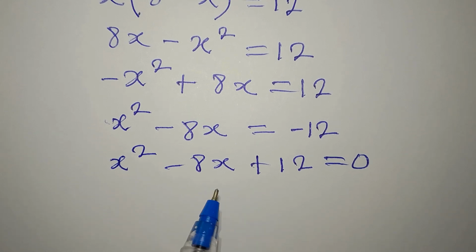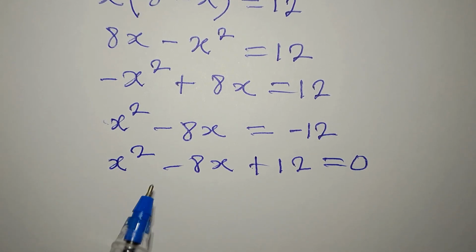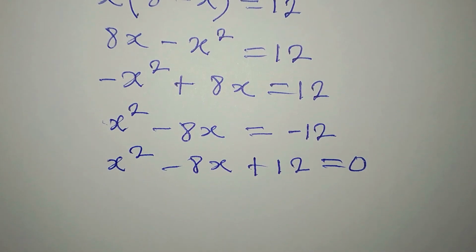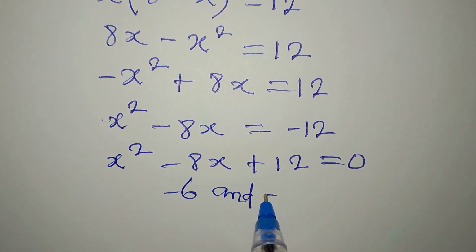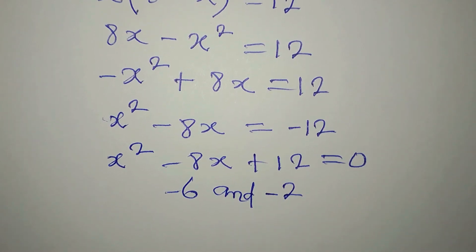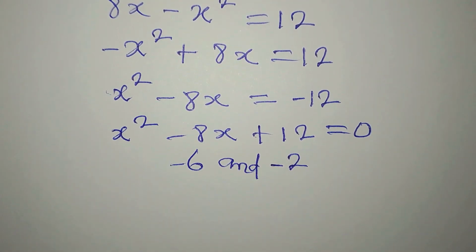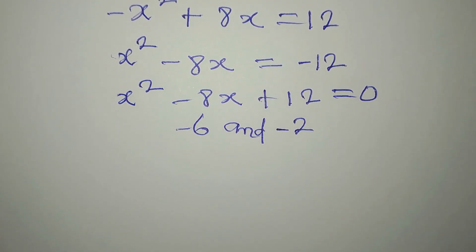Are there any two numbers we multiply to get 12 and we add both of them to get minus 8? I think the two numbers will be minus 6 and minus 2. Minus 6 times minus 2 is 12, and minus 6 plus minus 2 will give us minus 8. So we are good to go, right? So that means we can factorize.